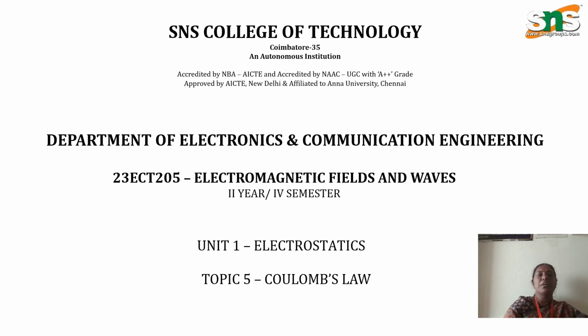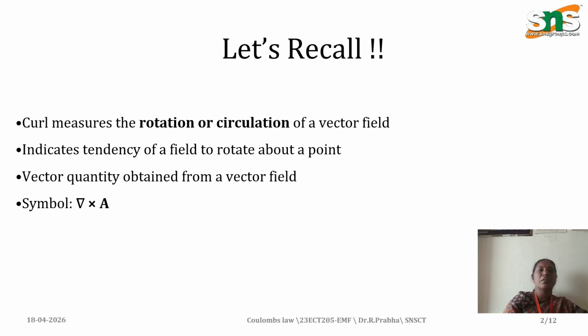In this video, we are going to discuss the topic of Coulomb's law for the course Electromagnetic Fields and Waves. First, a recall of the previous topic, which is curl. Curl means the rotation or circulation of a vector field. It indicates the tendency of a field to rotate about a point. Curl is a vector quantity obtained from a vector field. The mathematical expression of curl is del cross A.